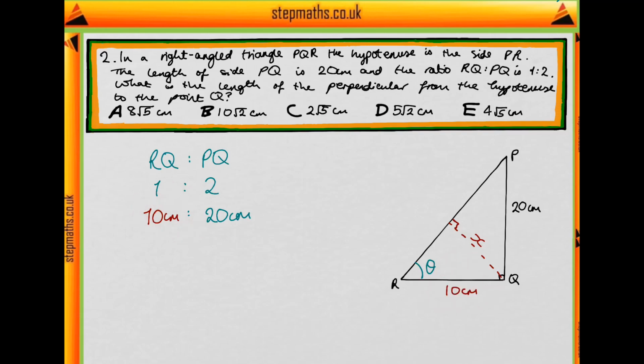And now we're going to use Pythagoras to find PR. So have a go at doing that now. Okay, so by Pythagoras, we square this side, add them together and square root to get this side, which is 10 root 5.